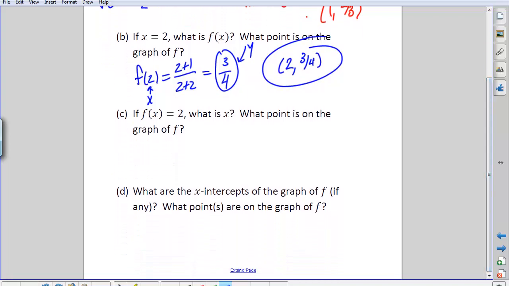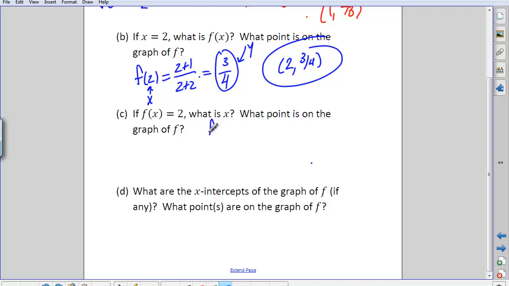Part C, if f of x is 2, what is x? Now that's almost the same question we asked on part B, but I want you to notice that there's a little switcheroo that happens. Here we're saying x is 2. We know the x value, asking what is f of x. Down here we know what f of x is. We know that f of x is 2. We don't know what the x value is. So that's saying, okay, f of x equals 2. We plugged some x value into the function, don't know what it was, did the math and got a result of 2.